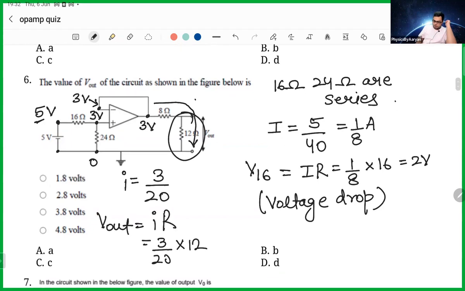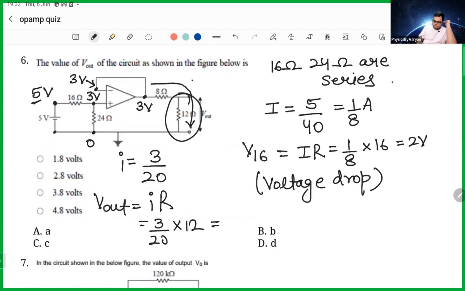And this comes out to be, if you cancel with 4, this is 3 and this is 5, 9 by 5. 9 by 5, is it right? Sorry, am I making any mistake? 3 by 20, perfect. And then V equals IR multiplied by 12. Is that right? So 9 by 5, not 9 by 4, okay? 9 by 5 is 1.8. Right, 1.8.